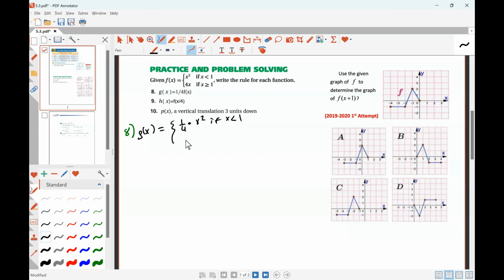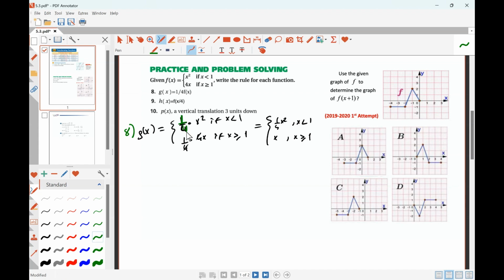The second part, you multiply 1 over 4 by the output for x if x is greater than or equal to 1. So simplify this. 1 over 4 times x squared, 1 over 4 x squared, when x is less than 1. Simplify this. 1 over 4 and 4 will simplify. x if x is greater than or equal to 1. So that's going to be our new function for the first question.